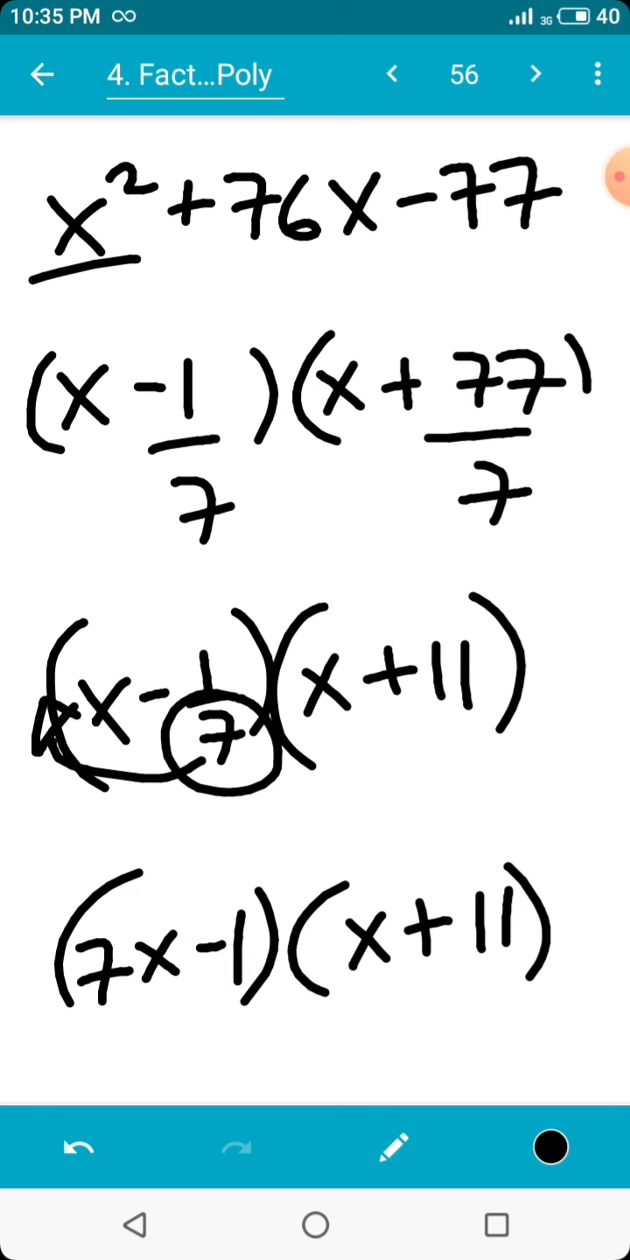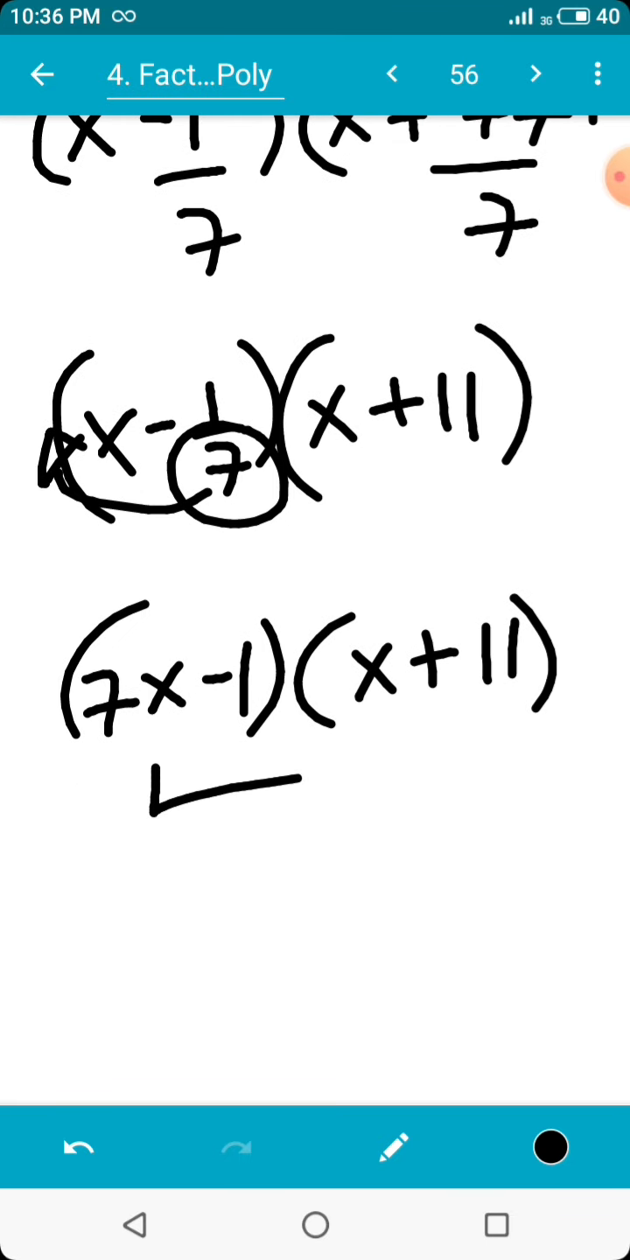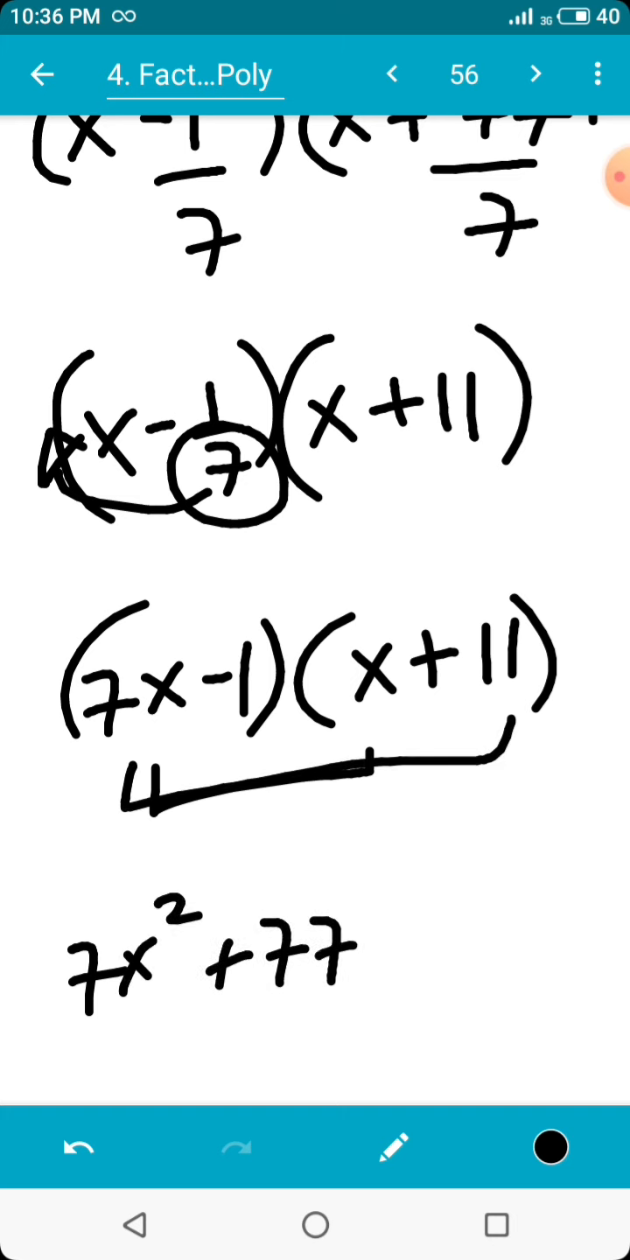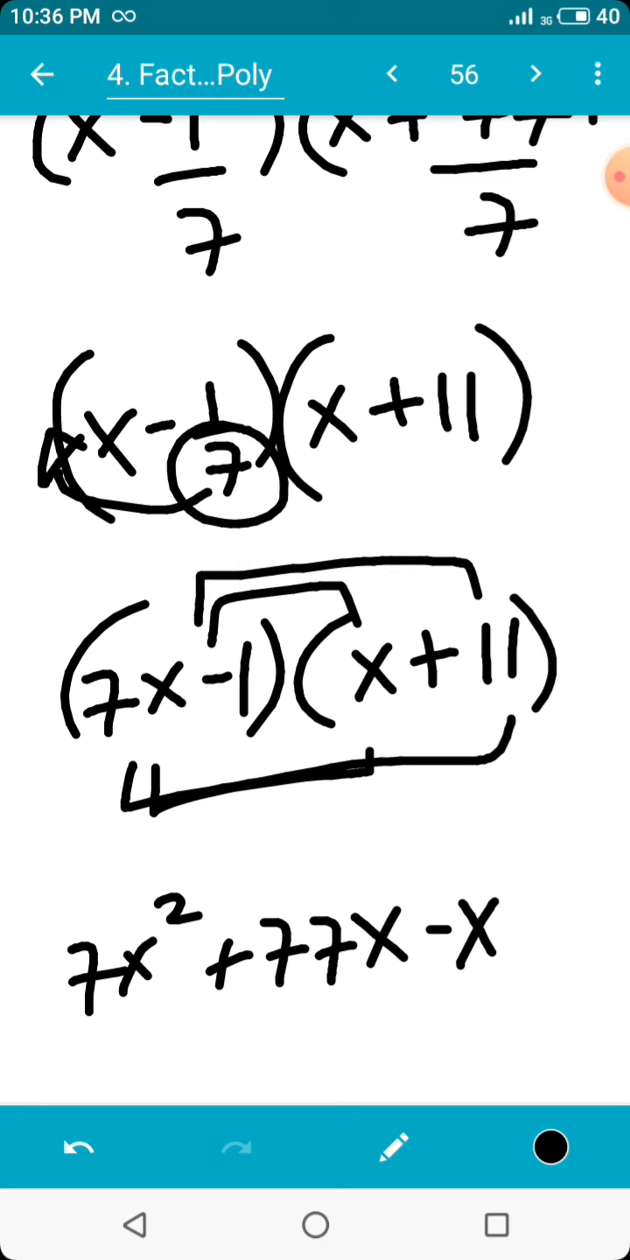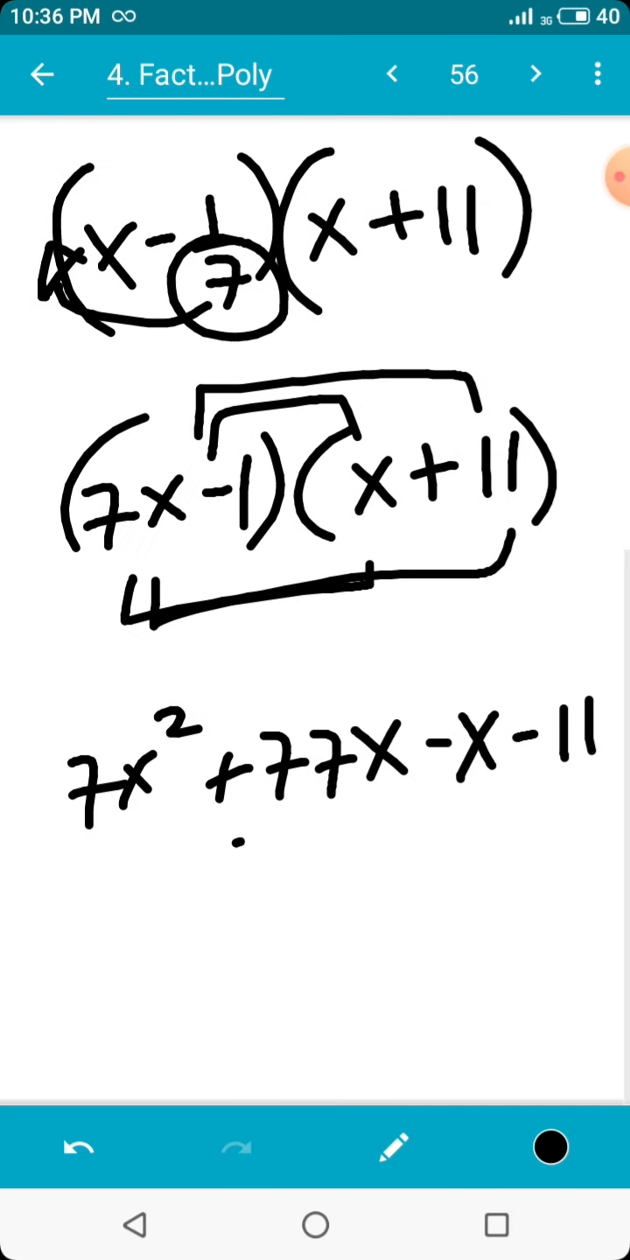So, check natin using FOIL method kung tama tayo. So, 7x times x, that is 7x squared. 7x times 11, that is positive 77x. Negative 1 times x, that is negative x. Tama ba? Kasi hindi na natin sinusulat yung 1. Negative 1 times positive 11, that is negative 11. So, combine like terms.